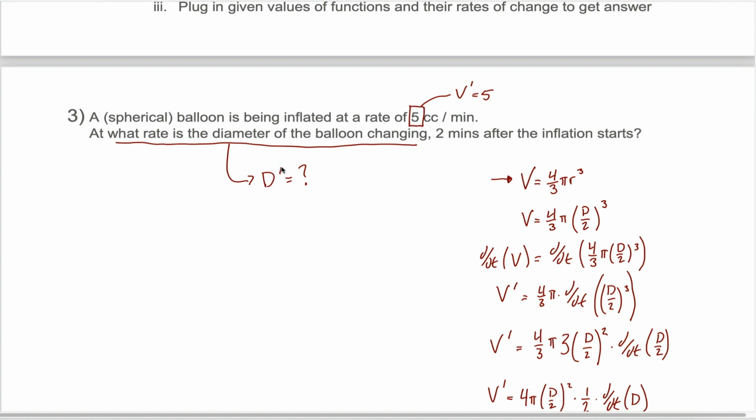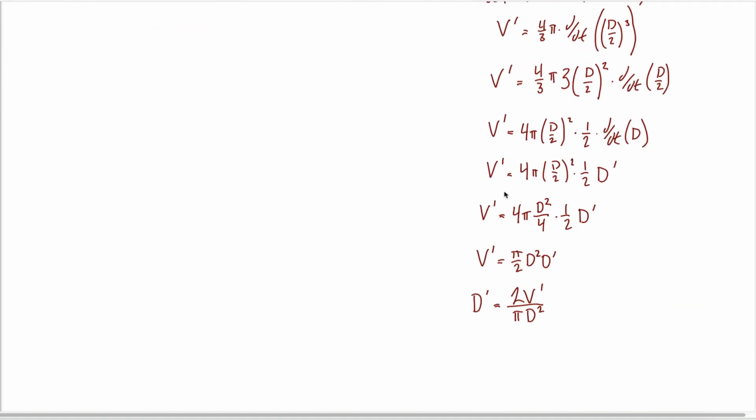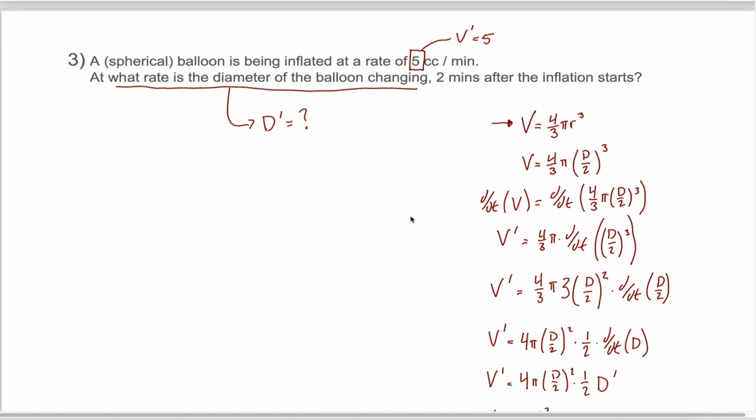Remember, my question is, what is d prime? But not d prime at any time, d prime 2 minutes after the inflation starts. What I need to know to figure this out is I need to know what v prime is equal to, and I need to know what d is equal to. I know v prime, but I don't know d. What d represents is the diameter of this balloon 2 minutes after the inflation starts. I don't know what that's equal to, but I do have this equation that relates together the volume and the diameter.